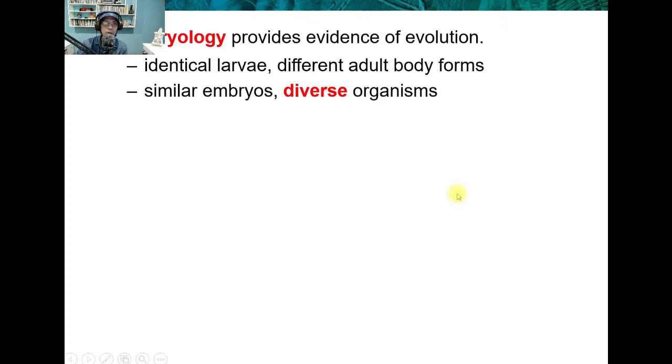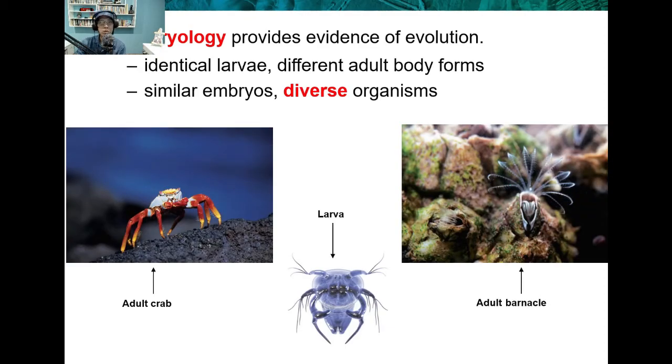Another one would be similar embryos, diverse organisms. The embryos look similar, but the adult organisms are different. So since there are similarities in embryos, evolutionists would say this is evidence of evolution. Okay, so here are examples.